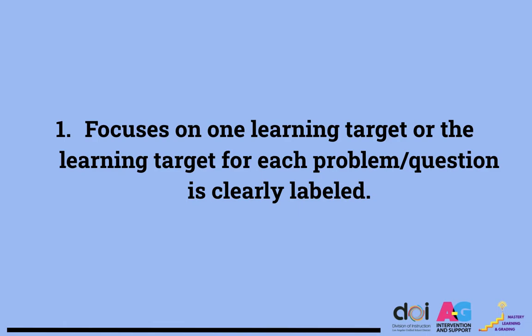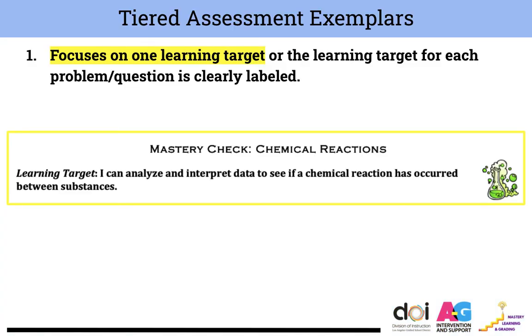Focuses on one learning target, or the learning target for each problem or question is clearly labeled. In this example, the teacher has decided that their tiered assessment will focus on this one learning target. They're going to have students analyze and interpret data to see if a chemical reaction has occurred between substances. This means that every tier and every item within that tier in this tiered assessment is going to relate to this one individual learning target.